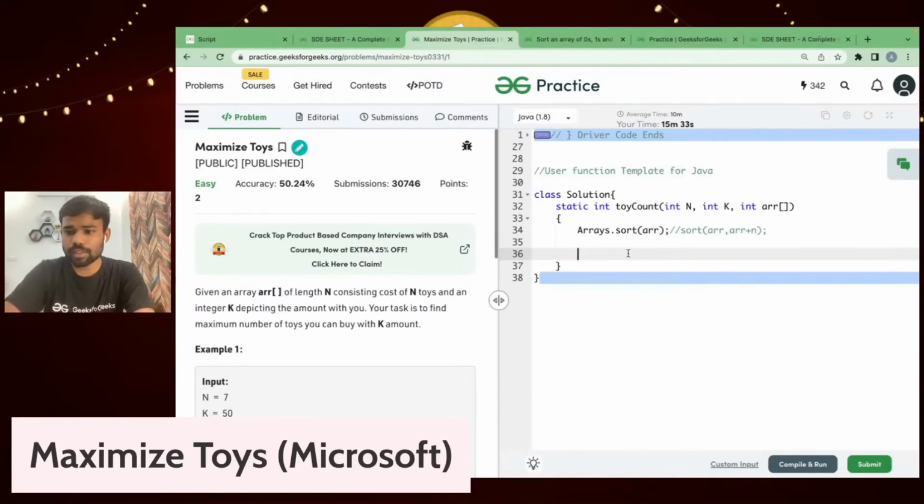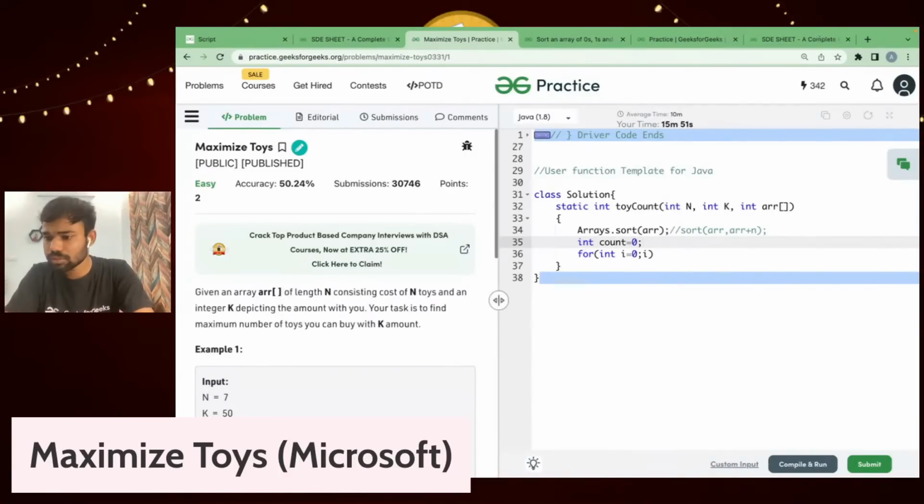Now what we will do, that we will have the array starting from 0. Okay, and let's take an answer here, or we can say count, which will be equal to 0. Okay, what is your comment here? Yeah, it's based on greedy technique. Exactly.